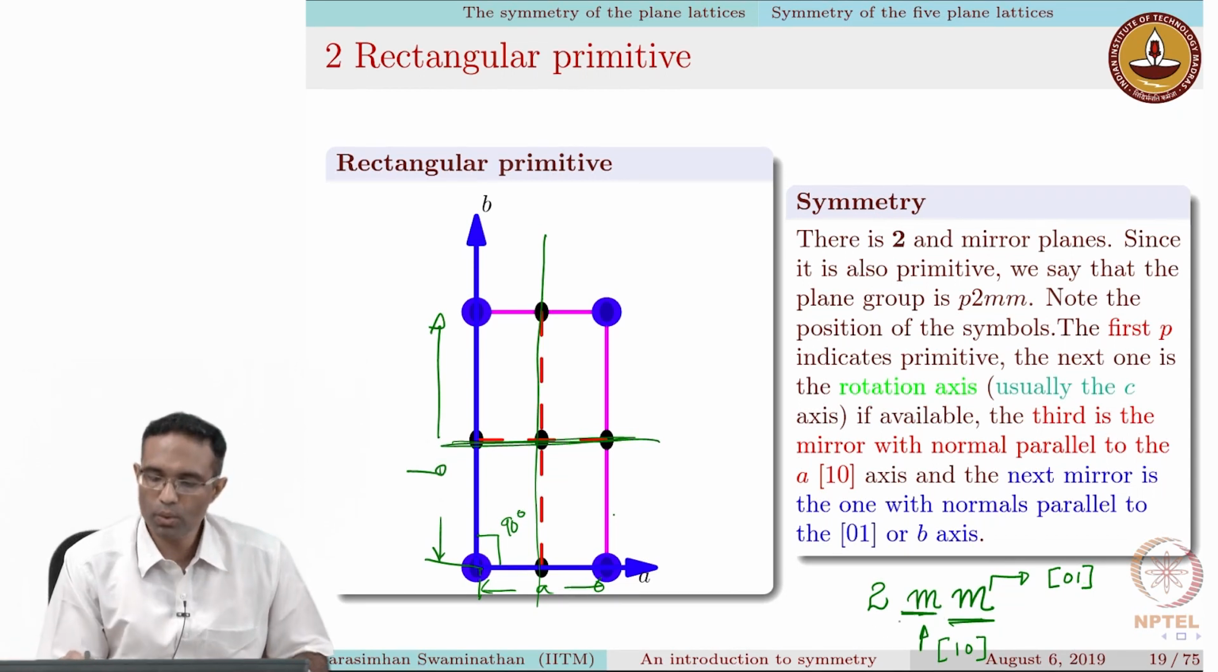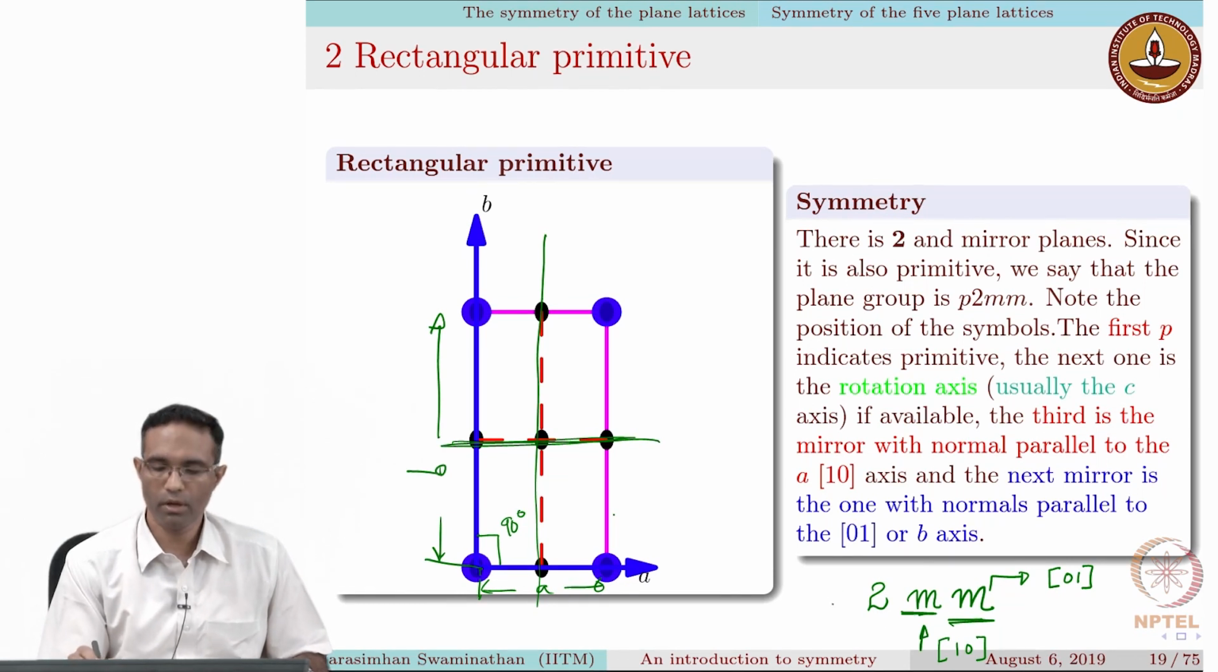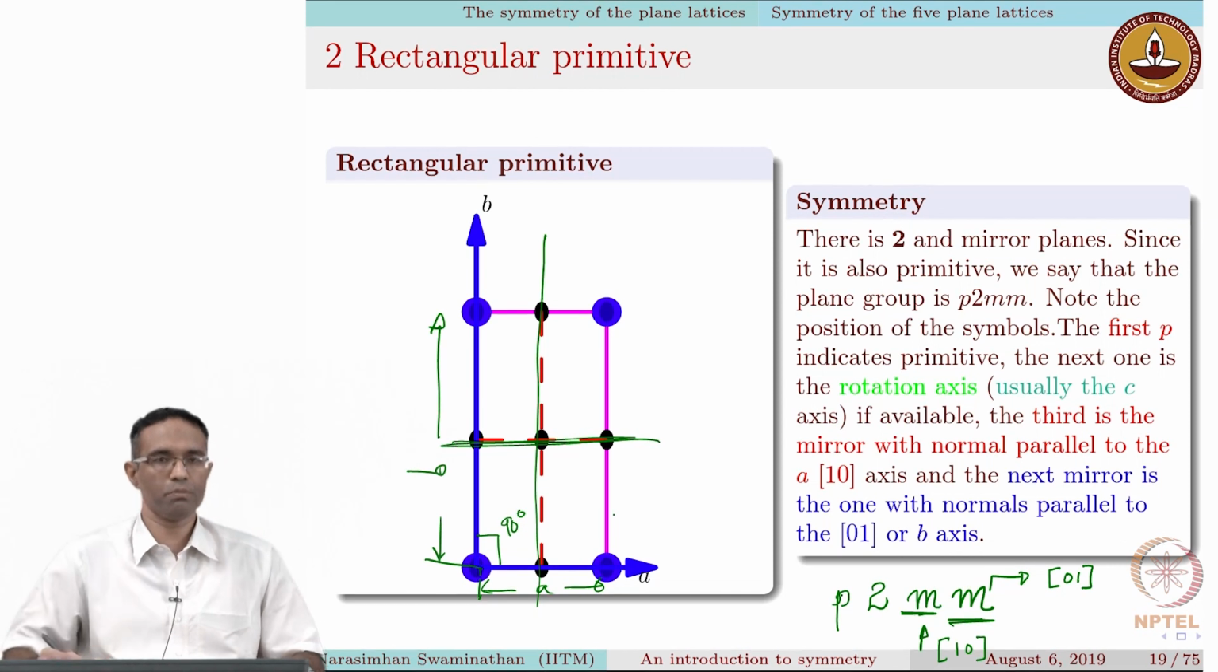So 2mm, is this still primitive? It is primitive. However, 2mm would be the point group, but if I put a P here, it refers to the space group.